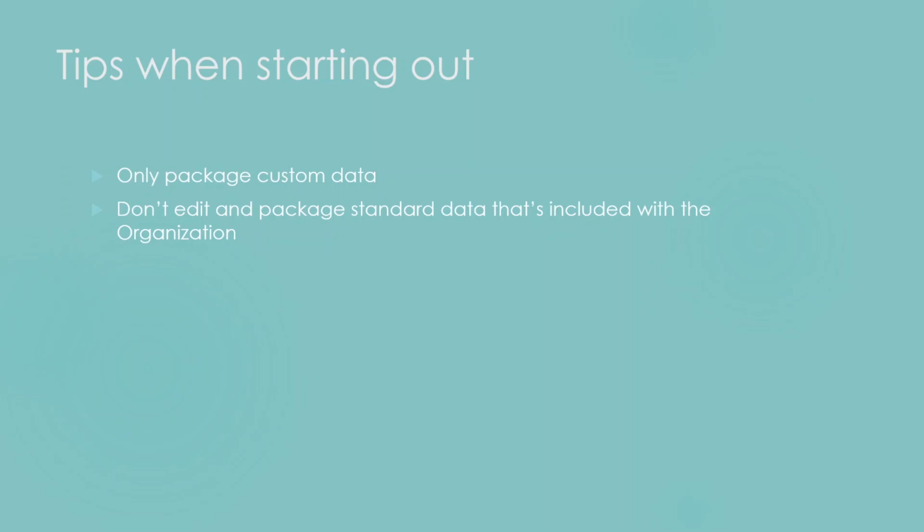You have to duplicate the standard data. You have to rename it and replace it in the package. And you have to reroute all the references if you've made flows, process builders or Apex classes. This might sound obvious to some of you, but if it doesn't, then now you know. Only edit custom data. Don't package standard data.